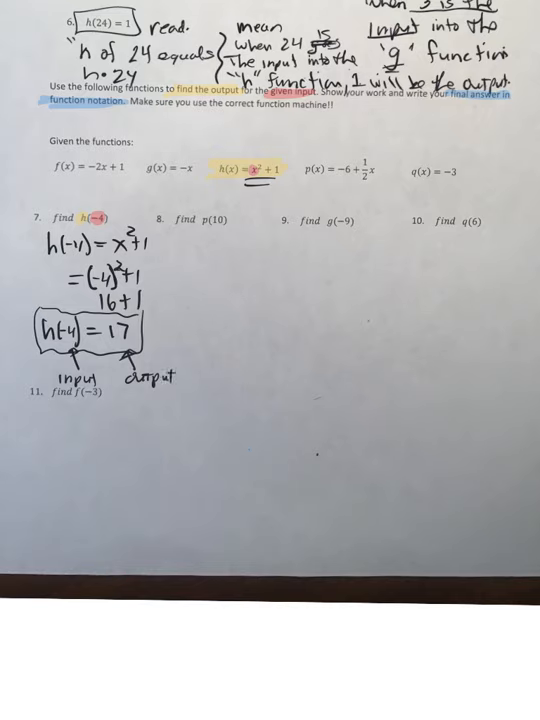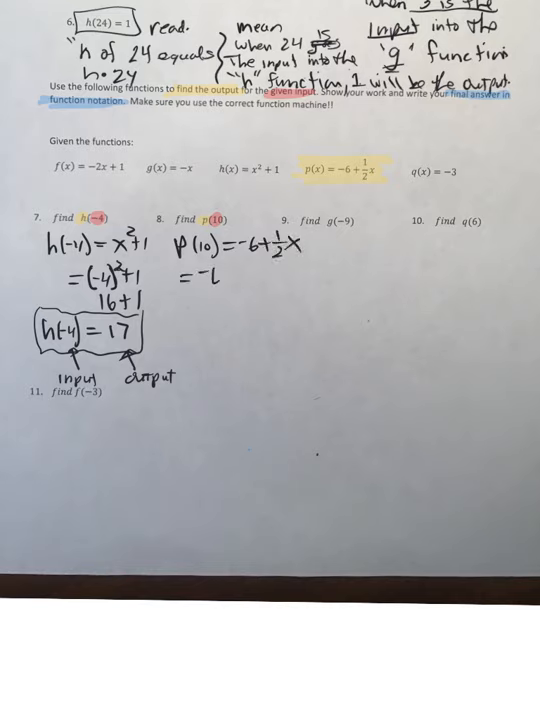So look at number 8. Number 8, which machine are we going to use? Right, did you say the P machine? So this time we're using the P machine, and aren't we putting 10 into the machine? This is the P machine, so now we're using this machine. So we say P of 10 and then equals -6 plus 1/2 times the input.